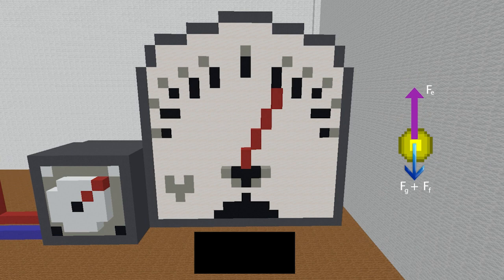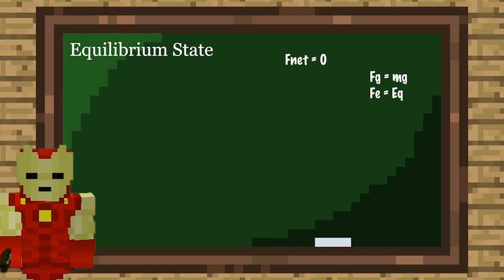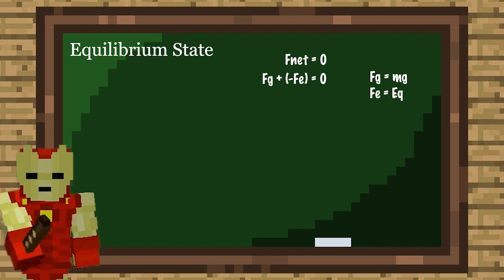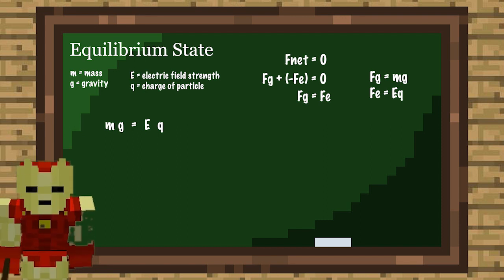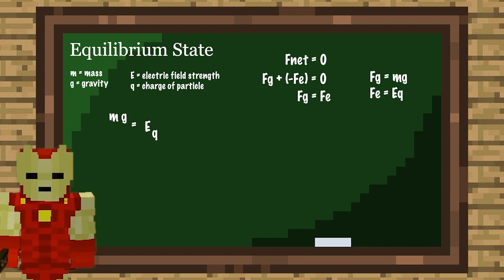By reaching an equilibrium state, where F net is equal to 0, Millikan equated Fg to Fe, where mg is equal to Eq. Hence, by rearranging the equation to make q the subject, Millikan had an equation that could solve for the charge. However, because he couldn't determine the mass of the droplet, he couldn't calculate the force Fg.